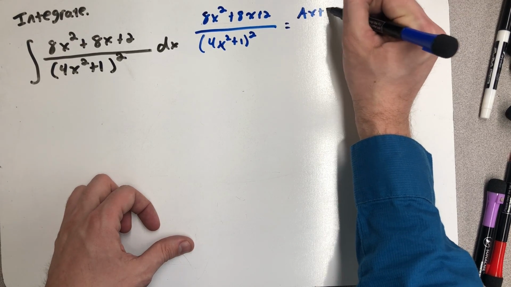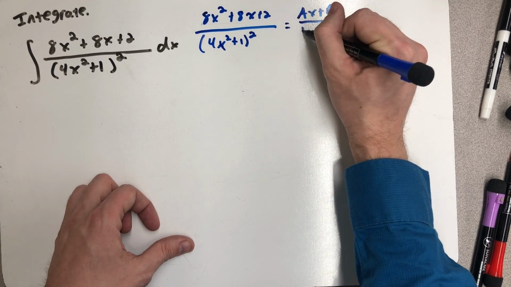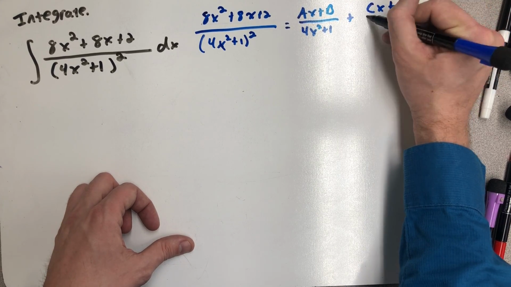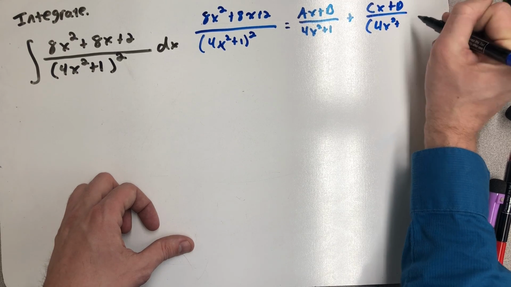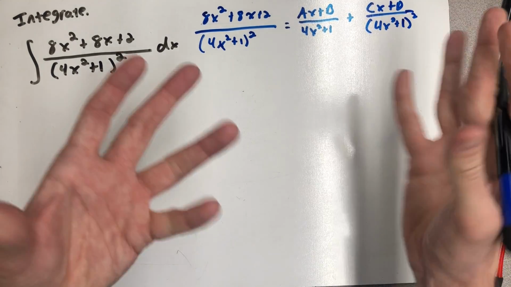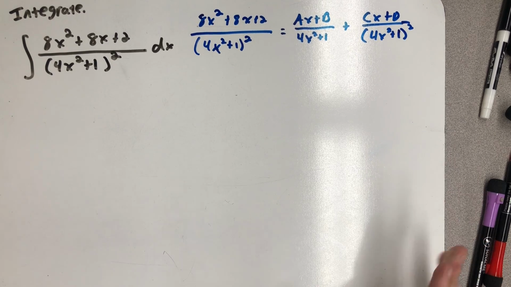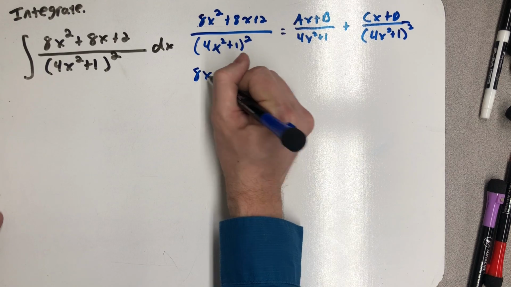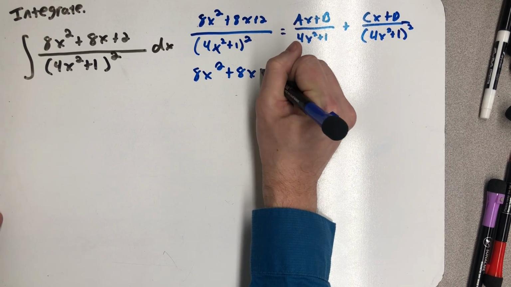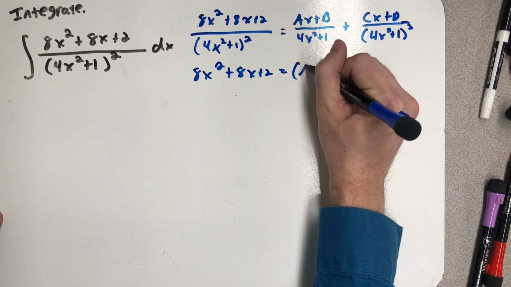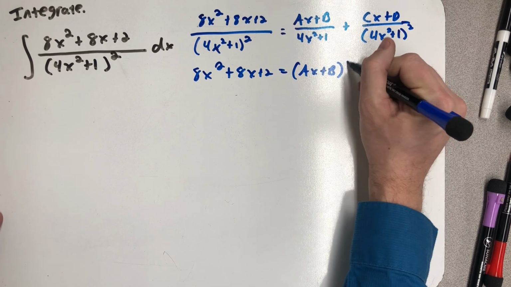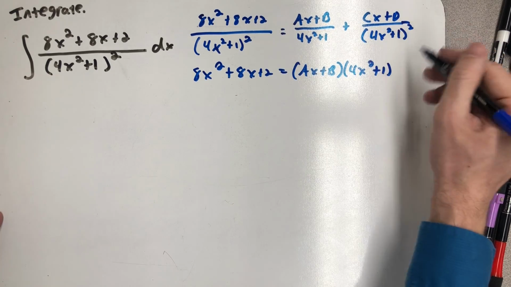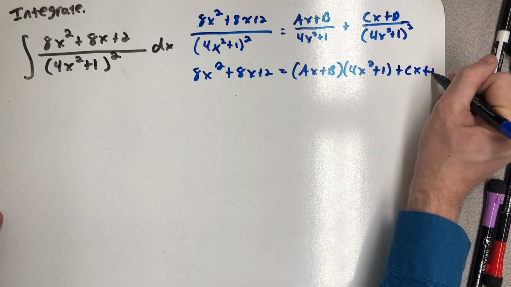So I know I'll need one fraction of the form ax plus b all over 4x squared plus 1, and maybe another cx plus d all over (4x squared plus 1) squared. Now I need to find the constants a, b, c, and d. I'll proceed by multiplying both sides by the bottom here. Nicely enough, when I multiply by the bottom here, the bottom just cancels and I just get cx plus d.